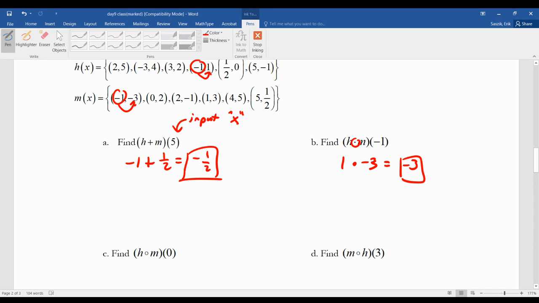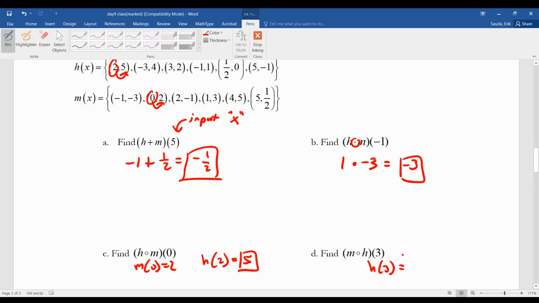So now here, remember, this is a function of a function. We got to do m of 0 first. Okay, m of 0 clearly is 2. But now we don't do h of 0, we do h of that result. We do h of 2, and that goes to 5, and that is our answer.